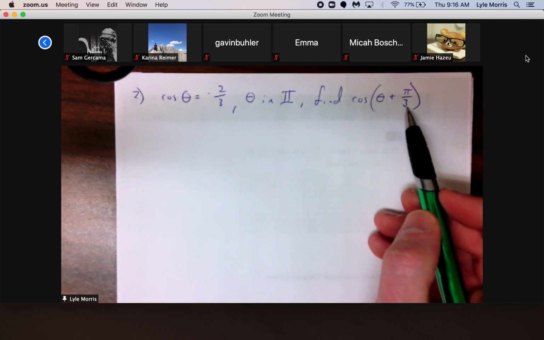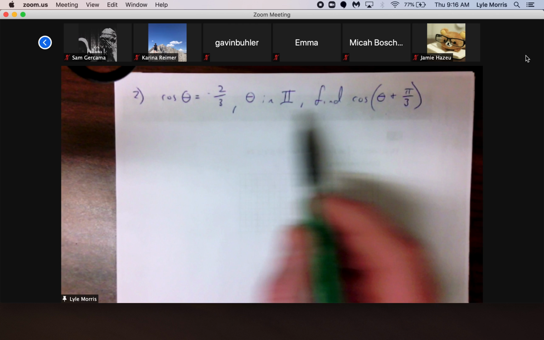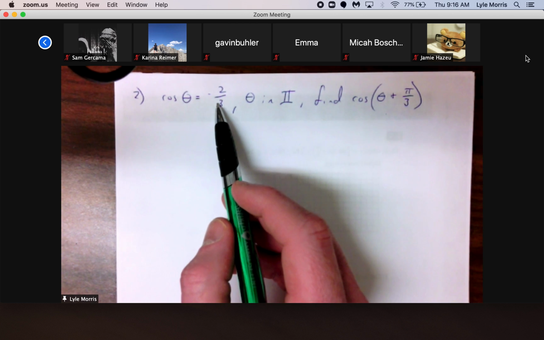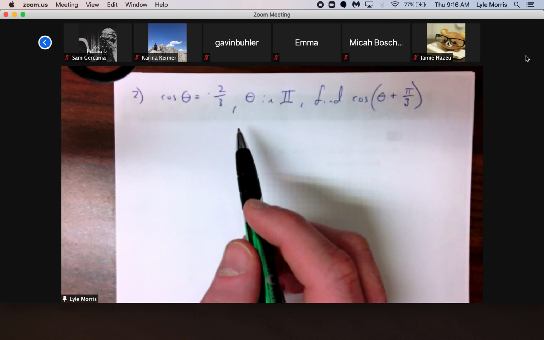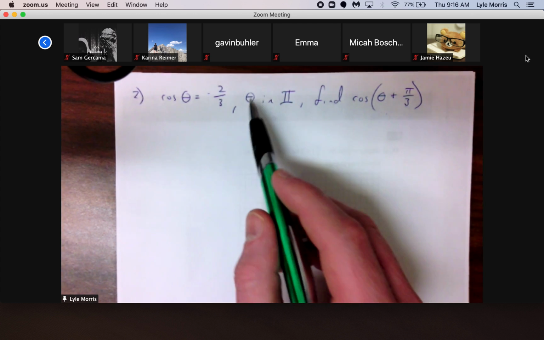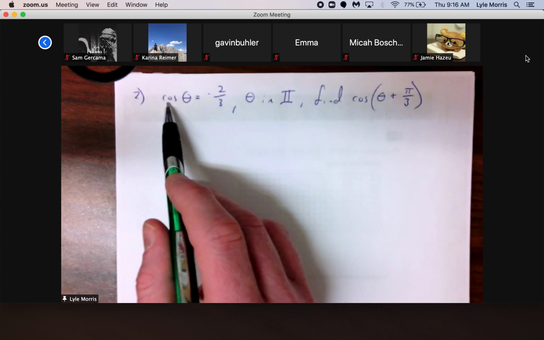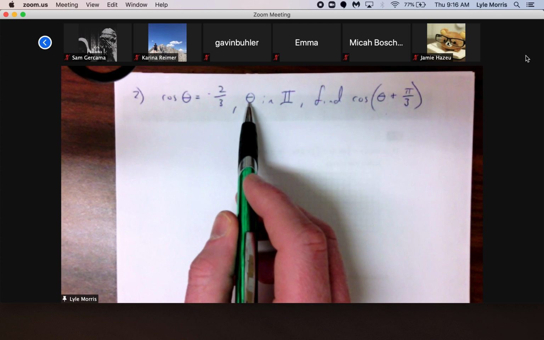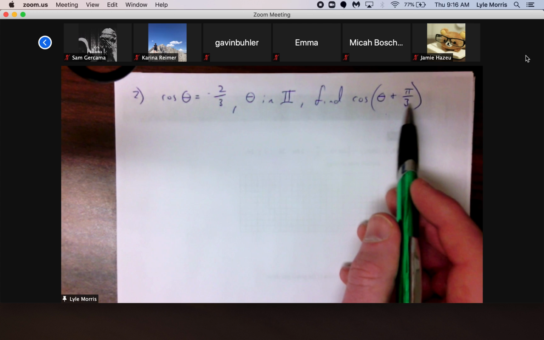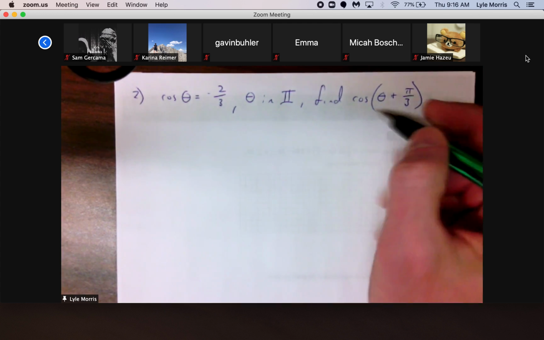Cos of pi over 3 is something that we know, or at least can find with the unit circle. It's telling us that cos of theta is negative 2 over 3, so we can just substitute that in. The reason it's telling you theta is in the second quadrant is that the cos is negative, but the sine will be positive, because we're probably going to have to do the sine of pi over 3. So anyways, find this.